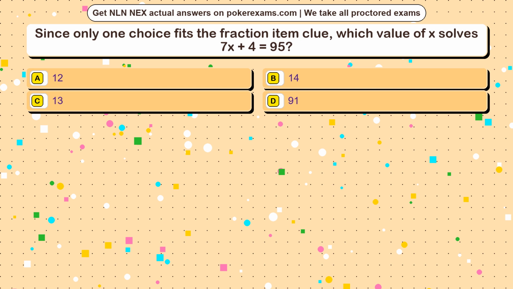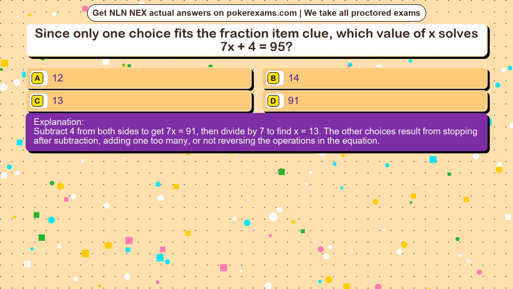The correct answer is option. Subtract 4 from both sides to get 7x equals 91, then divide by 7 to find x equals 13. The other choices result from stopping after subtraction, adding 1 too many, or not reversing the operations in the equation.